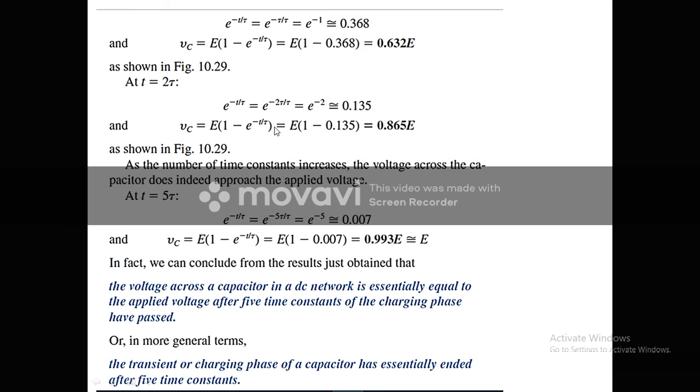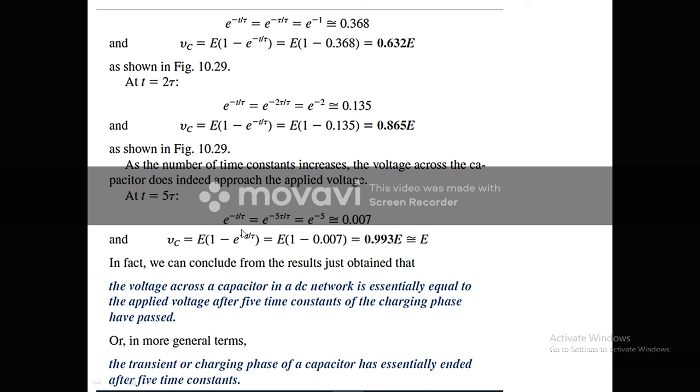Now if you want to know how much voltage appears across the capacitor at t equal to 2 tau, replacing t equal to 2 tau, tau will be cancelled out, e raised to power minus 2. From the calculator we get 0.135. Replacing it, we get 1 minus 0.135, which is 0.865 of E, meaning 86.5% of E will appear across the capacitor. Very rapid. At 1 tau it is 63%, at 2 tau it is 86%.